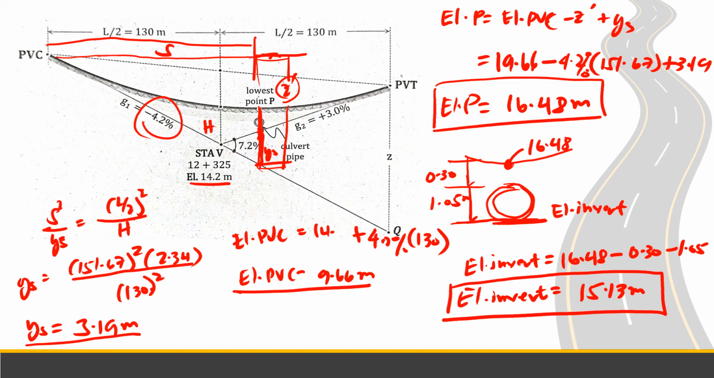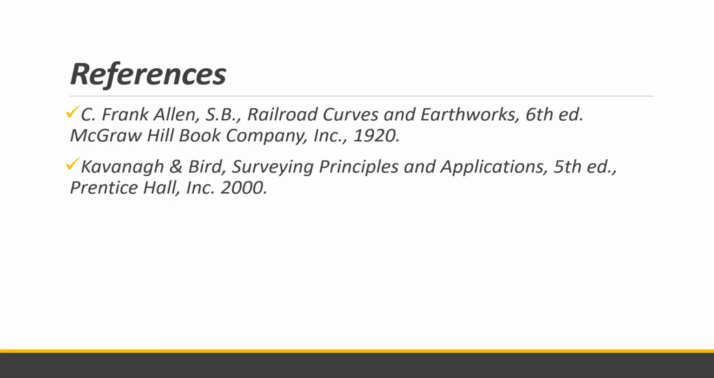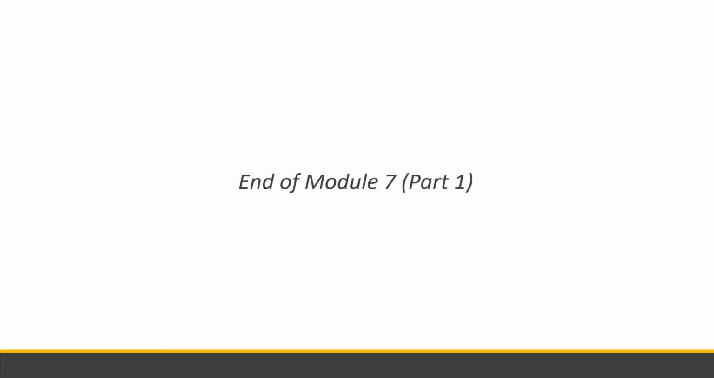That ends our module 7 part 1. Since the discussion is long, part 2 is another module, which is the unsymmetrical parabolic curve. Thank you for listening and have a good day.